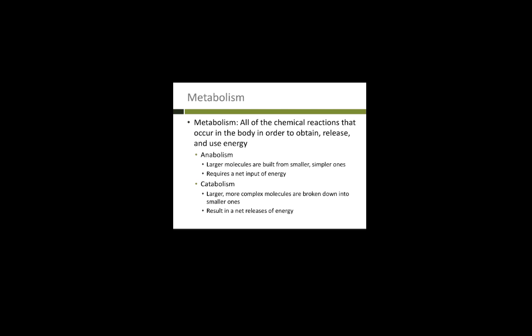Metabolism is all of the chemical reactions that occur in the body in order to obtain, release, and use energy. And there are two main types. Anabolism is building large molecules from simple and smaller ones. This requires an input of energy because you are creating bonds. We also have catabolism. This is taking large complex molecules and breaking them down. This releases energy because you're breaking bonds. Anabolism is an endergonic reaction, and catabolism is an exergonic reaction.